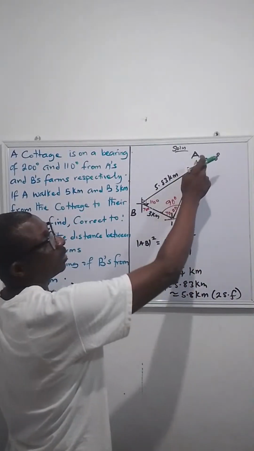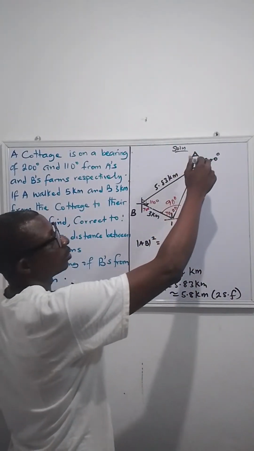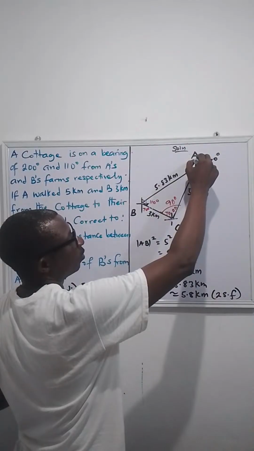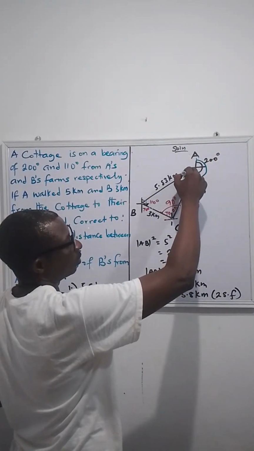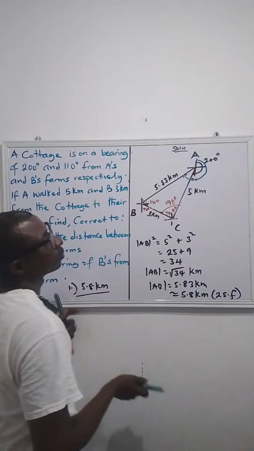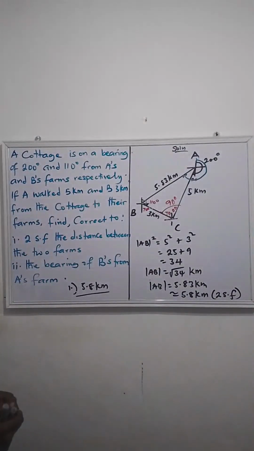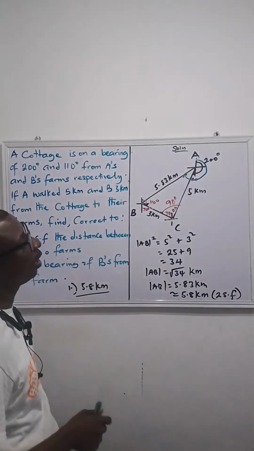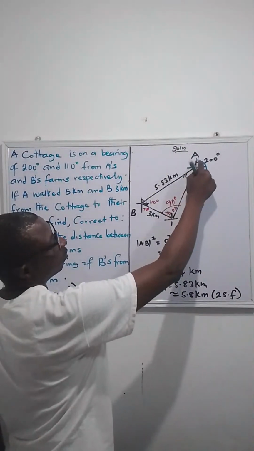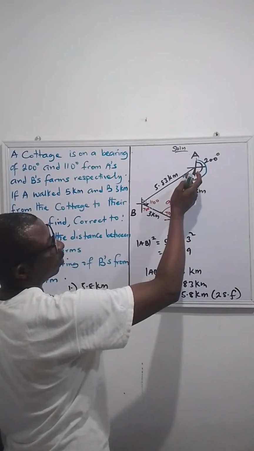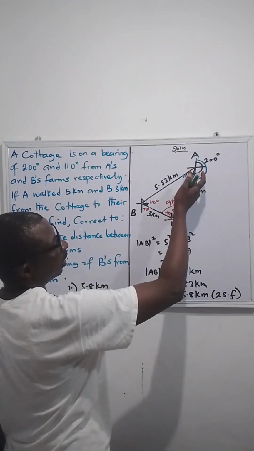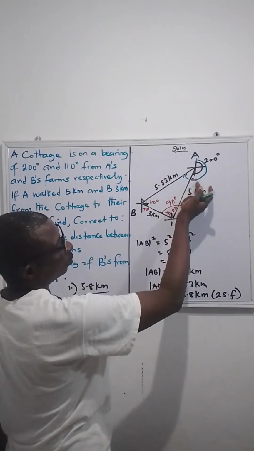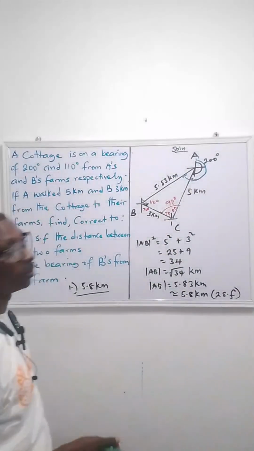Since we want to take the bearing from A, we start from the north pole of A, we move it down until we get to the line that is connecting the two. So here. So that is the bearing of B from A. All right, so we already know part of this. So let us get this angle here, and then we add it to 200. So that gives us the bearing of B from A.